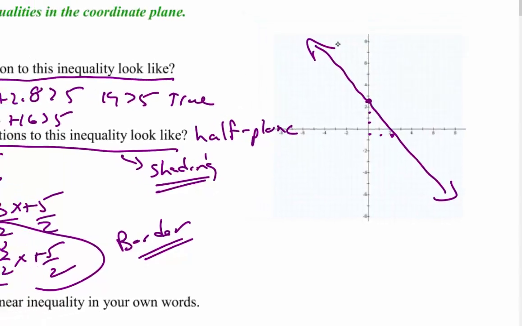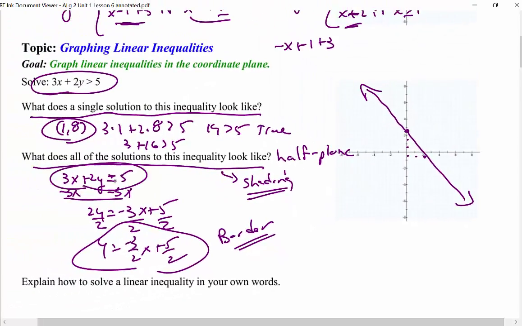But now here's the thing. That's equality. Well, this is not equal. This is strictly greater than. So that means I have to have a broken line, because I'm not allowed to have the equal. Equal would be the line. Now, what I have to decide is, do I shade this side or this side? I'm going to shade one of the two sides.